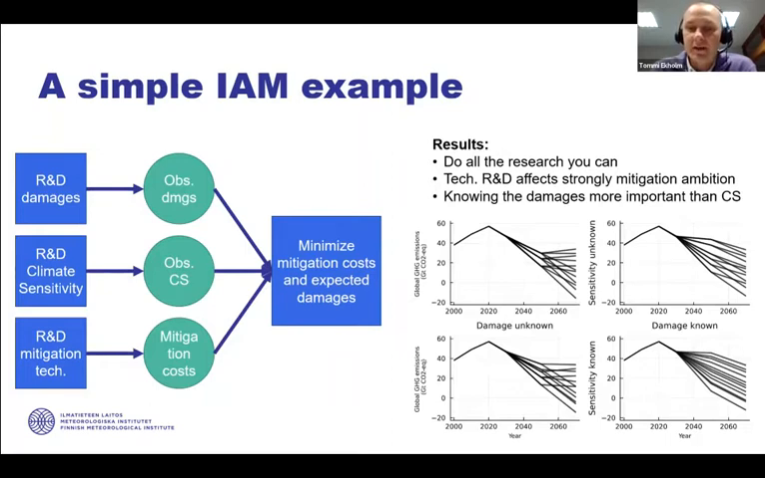And knowing about the damages or climate impact seems to be more important than knowing about the climate sensitivity. But yeah, those are kind of stylized outcomes, what we get at this point from the model.